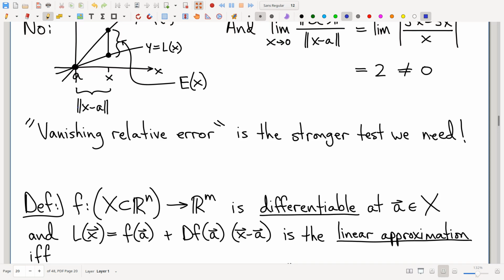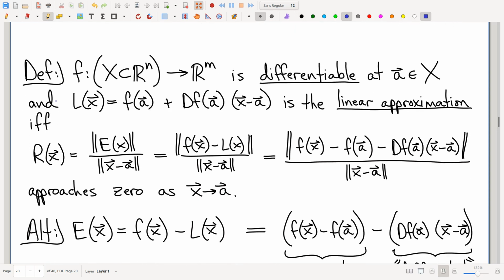Why are you taking the limit as x approaches 0? Well, we're taking the limit as x approaches a, right? So as we approach the point where we're doing our linear approximation. Okay. Yeah. That makes sense. Yeah. So a just happened to be 0 here. Right. Okay.